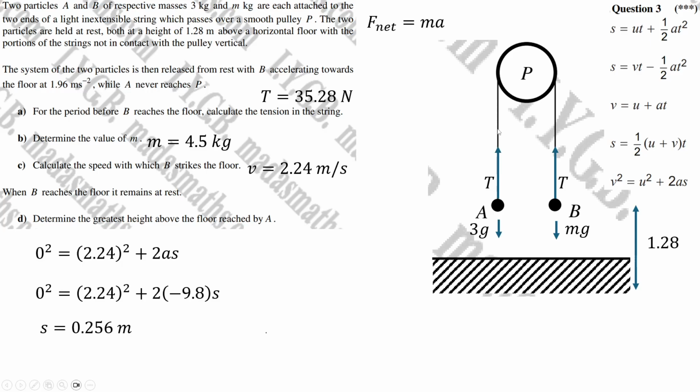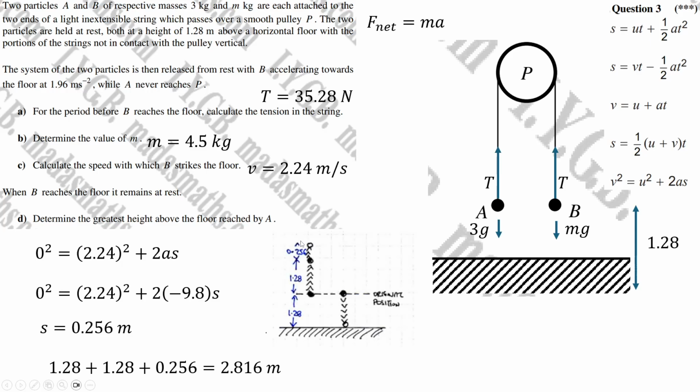Now, this 0.256, that's the little tug that pushed it up that small bit, because you can imagine it already moved up 1.28 meters from here, and then plus that small tug, which is this. But obviously it's already 1.28 above the floor, so it moves up 1.28, and then another 1.28, and then that 0.256. So adding this is the greatest height it reaches, which is 2.816 meters. This is what I saw in the mark scheme. Not in the mark scheme, but say in the solutions part.